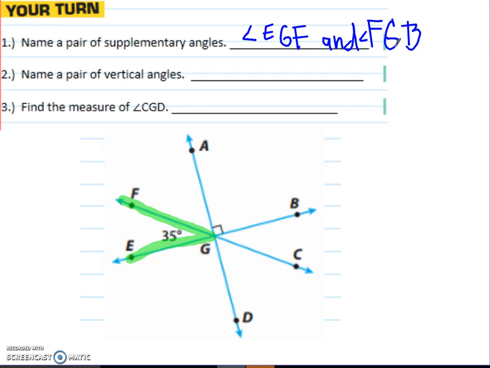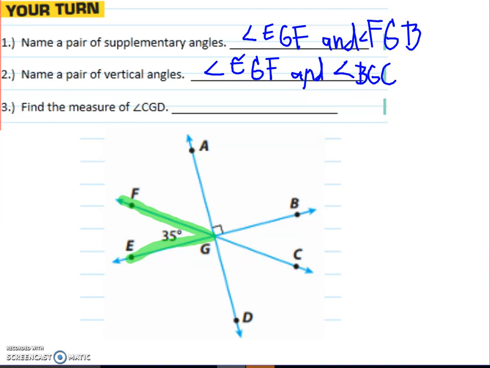So let's do a pair of vertical angles. So if we do, let's just do EGF again, angle EGF, and let's do BGC. Remember, they are opposite and congruent. And it says find the measure of CGD.